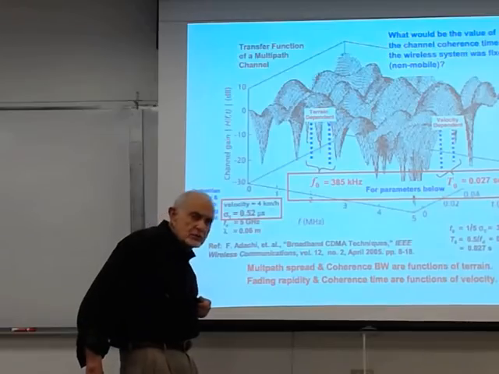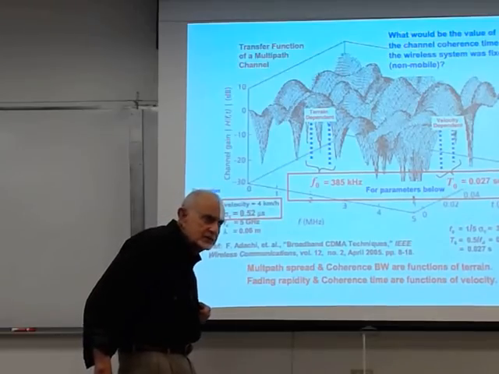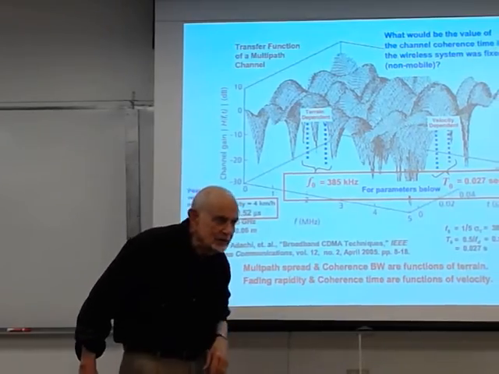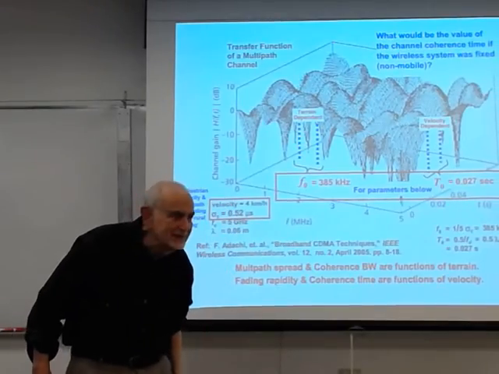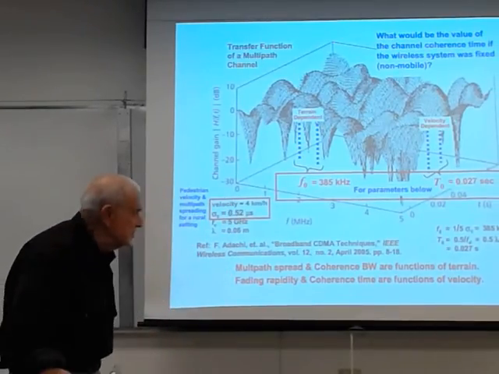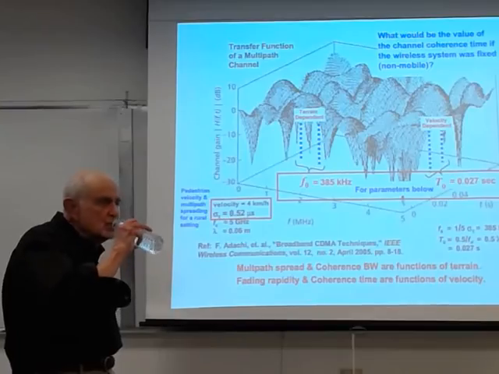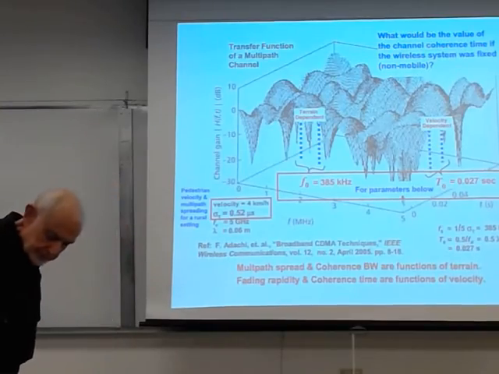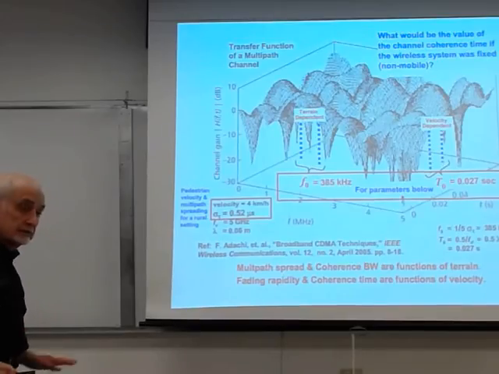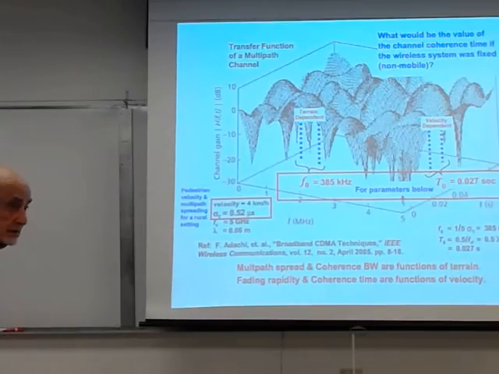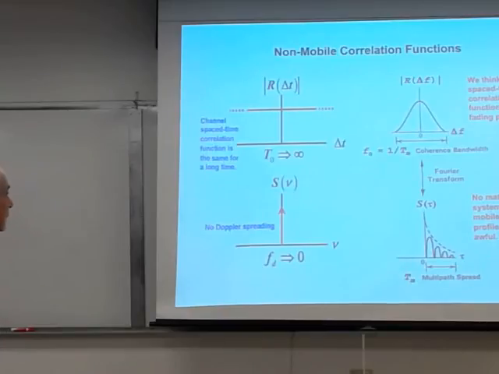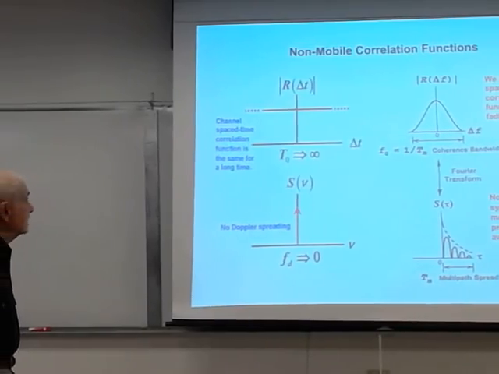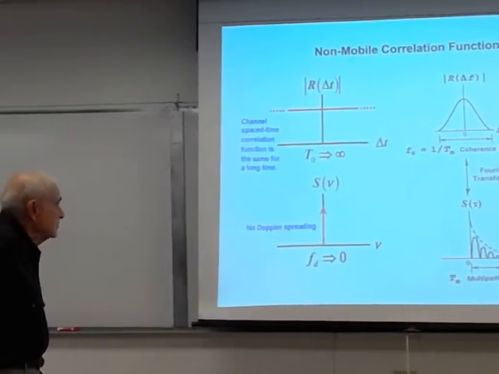Well, it's a pretty brisk walk, isn't it, 4 kilometers per hour? That's not just casually walking. Still fast. So, yeah. But maybe it's a bicycle ride at 4 kilometers per hour. Okay. Now, non-mobile correlation functions.